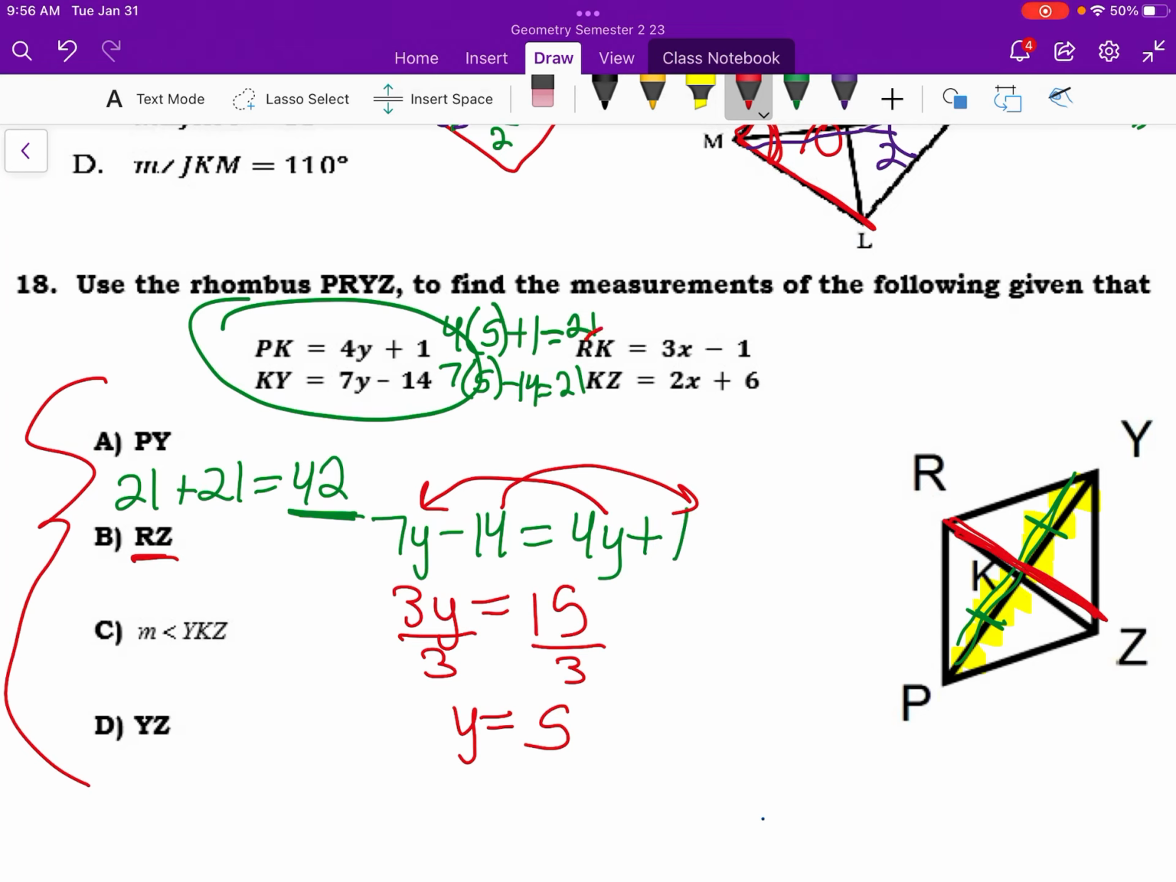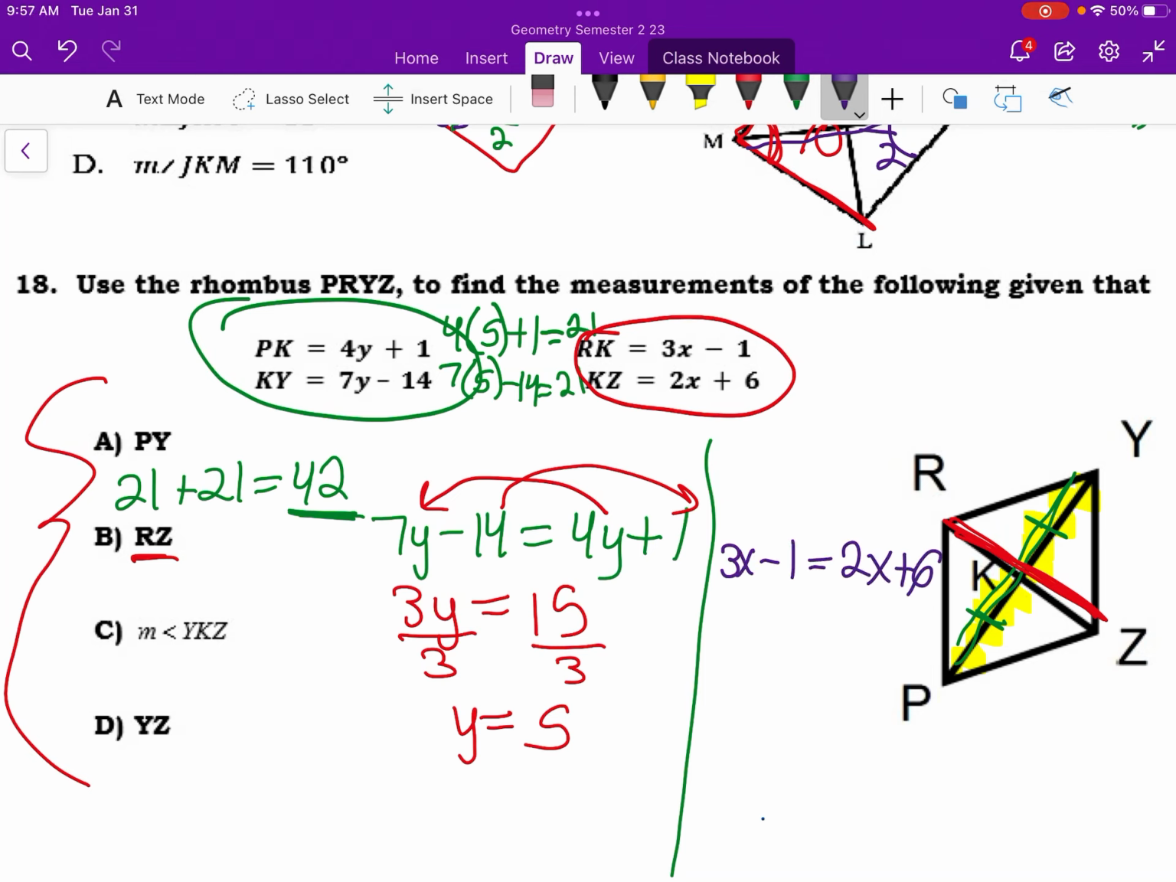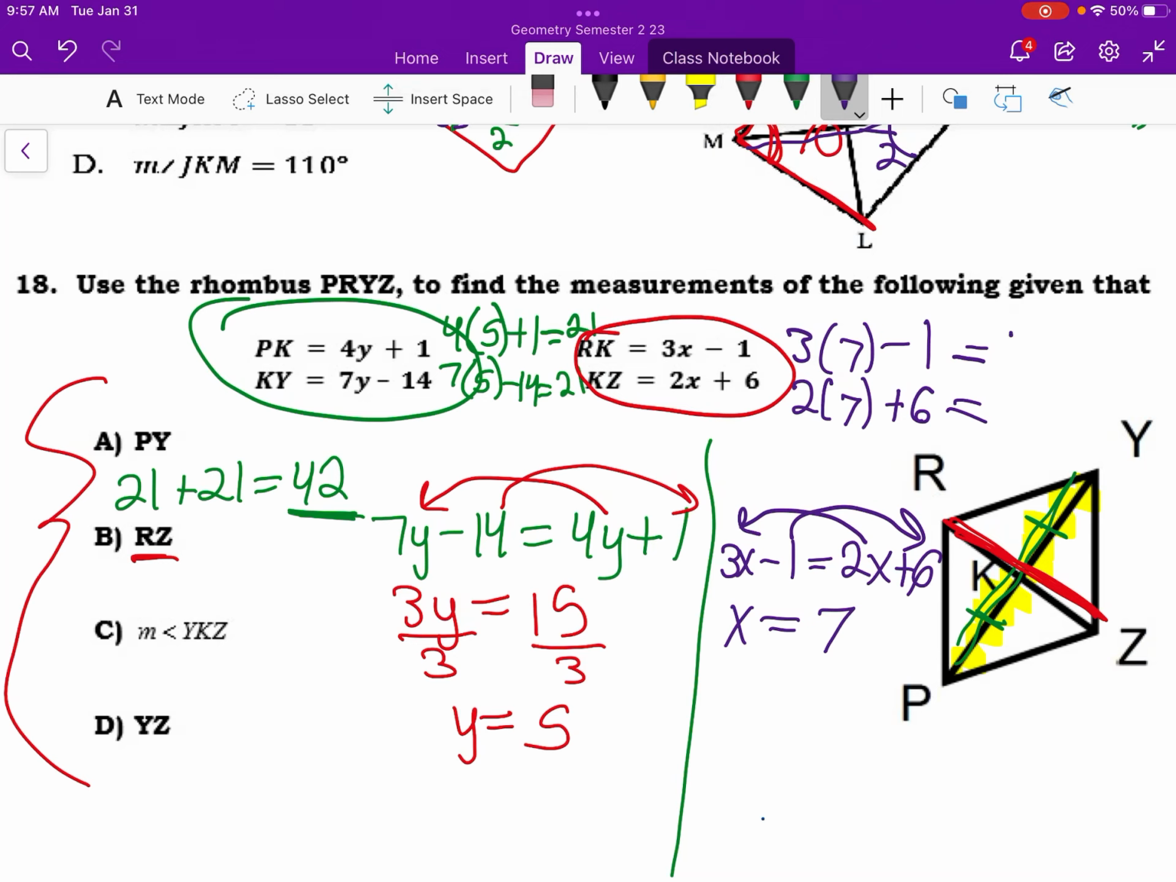Okay, we're going to do the same song and dance. So I have those two. I'm going to make them equal to each other. I'm going to solve and plug it back in. So I subtracted 2x and I got just 1x. I added 1 and I got 7. I plugged 7 back in. 21 minus 1 is 20. 14 plus 6 is 20. 20 plus 20 is 40.